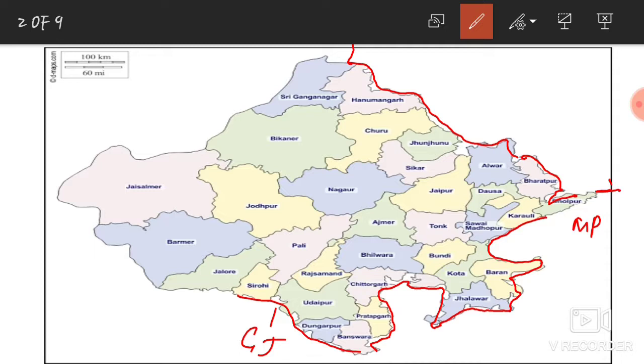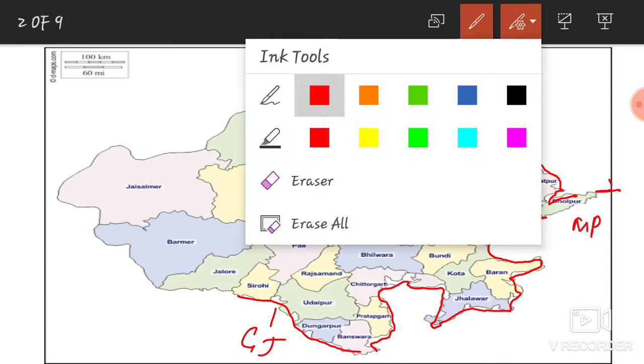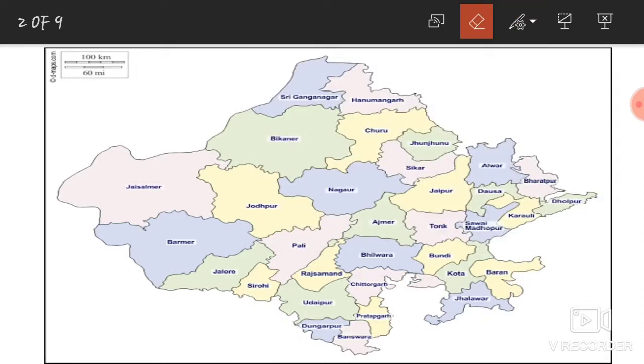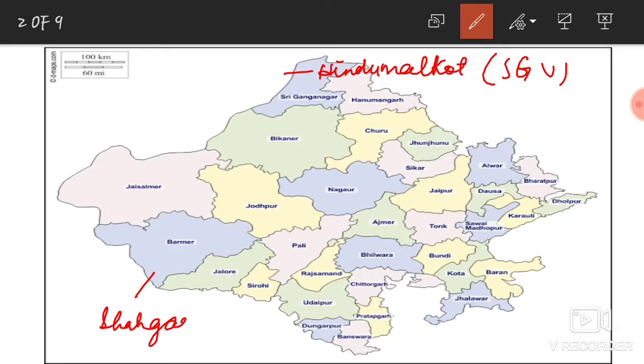Now, if we talk about the starting and the end point of the border with Pakistan, it starts from Hindumalkot in Sri Ganganagar to Shahgarh in Barmer.